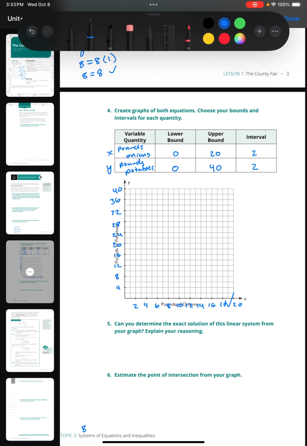Okay, so if we were to create that, one of the equations, I'm going to do this one in red, y equals 8x, starting at 0, 0, and it's got a slope of 8, so it is going up 8 and right 1. So it'd be up 8, right 1. If we do that again, up another 8, right 1, up another 8, right 1. We're going to get a line that looks about like this.